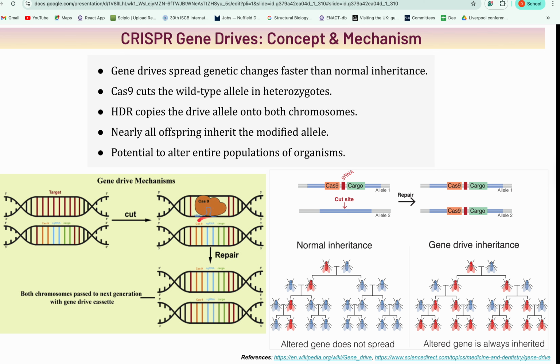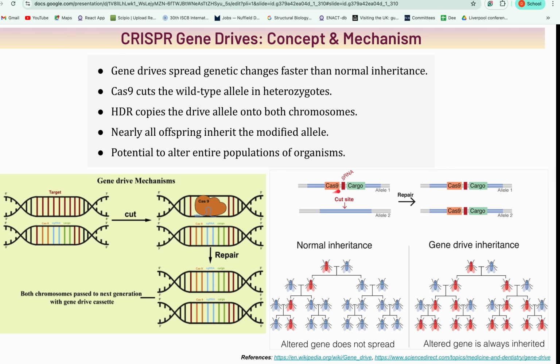Now my aim is to insert these elements into my target site. With the help of this Cas9 complex, we will cut it here. It will identify the PAM site and make a double-stranded break. Now we have this region. These dark lines are complementary on both sides, so they will act like the homology arms. So this particular region will be copied here. It will repair it, and both of these chromosomes are passed to the next generation with the gene drive cassette. So this is my gene drive cassette.